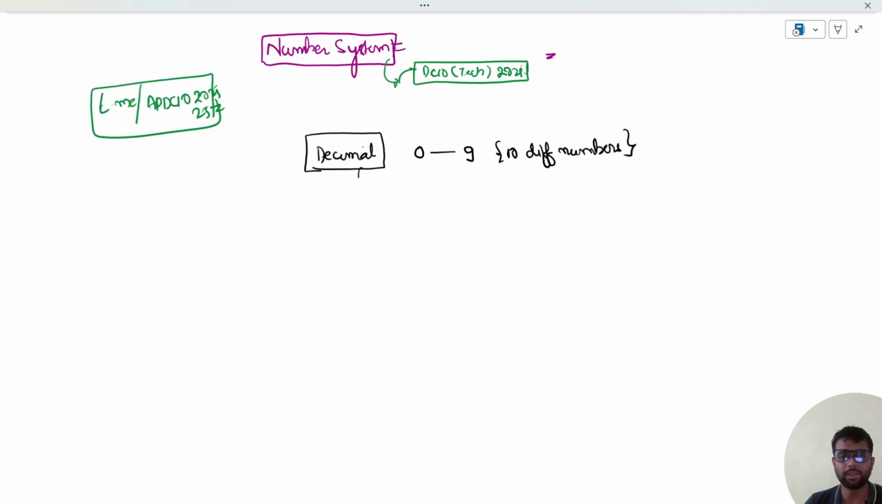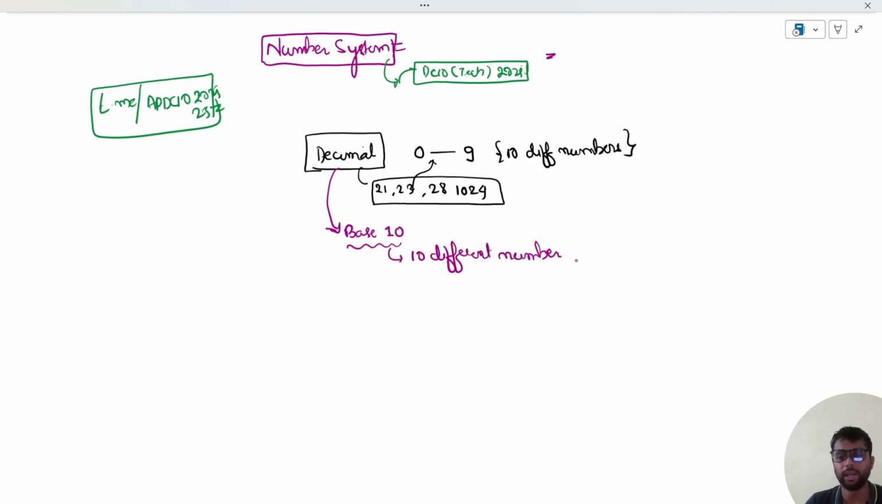Any counting we do in decimal, say 21, 23, 28, or say 1024, all these numbers are nothing but combinations of only these 10 unique numbers. So in the decimal number system, these 10 unique numbers form the base, and therefore we say that the base is 10. When we say the base is 10, it means that there are 10 different numbers in it, and that ranges from 0 to 9.